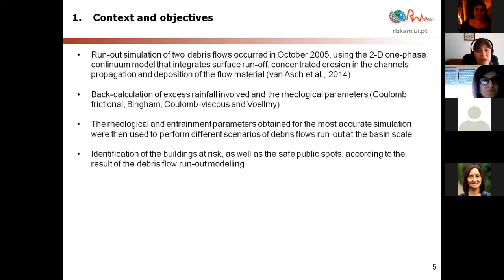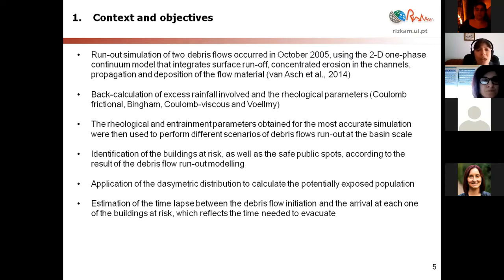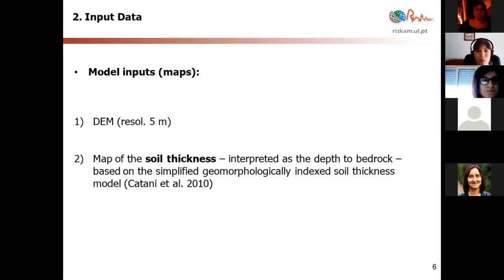Afterwards, we used this dynamic model to identify the buildings at risk, as well as the safe public spots, according to the results of the modeling, of course. We applied a decimetric distribution to calculate the potentially exposed population. And we also estimated the time lapse between the debris flow initiation and the arrival at each one of the buildings at risk, which of course reflects the time needed to evacuate. The estimation of the time needed for the evacuees to reach the safe public spots previously defined considered different walking speeds according to the age of the population.